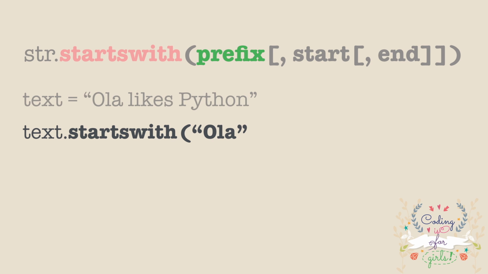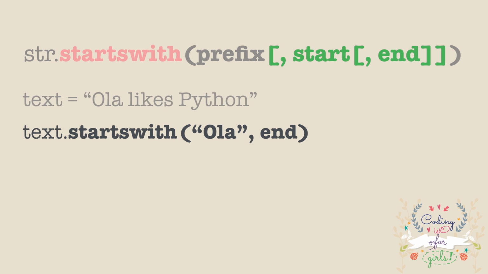Then there is something weird. We already know that square parenthesis means that the argument is optional. But what about this inner square parenthesis? The inner square parenthesis means that it is obviously an optional argument, but it also means that we can provide it only if the previous optional argument was provided. That means we cannot use this function like this. We cannot provide end without providing the start argument.